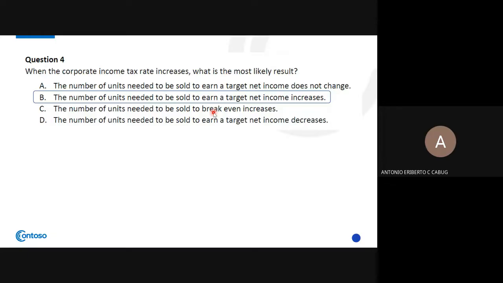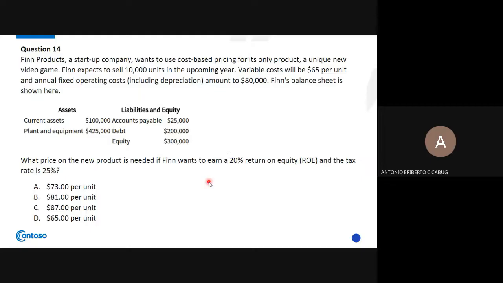Indeed, it's B. The number of units needed to be sold to earn the target net income would increase. Tataas yon kapag tumaas yung income tax rate. Okay lang? Correct answer, B. Ito, kaya nyo to.